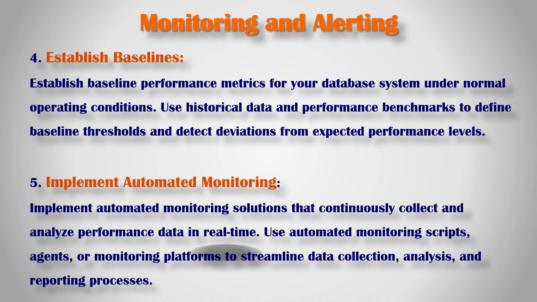4. Establish baselines. Establish baseline performance metrics for your database system under normal operating conditions. Use historical data and performance benchmarks to define baseline thresholds and detect deviations from expected performance levels. 5. Implement automated monitoring. Implement automated monitoring solutions that continuously collect and analyze performance data in real time. Use automated monitoring scripts, agents, or monitoring platforms to streamline data collection, analysis, and reporting processes.